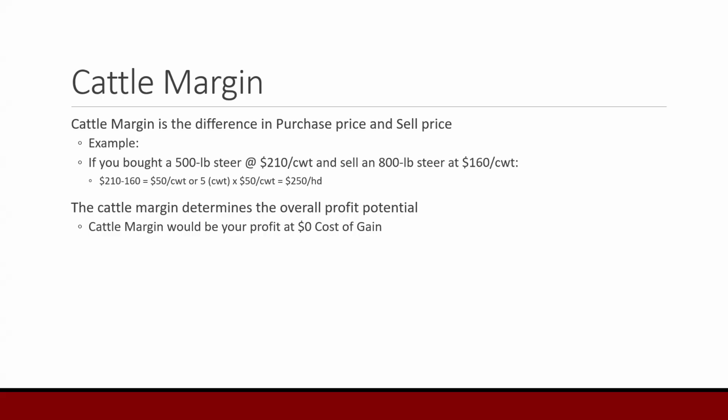So it determines profit potential. The cattle margin would be your profit if you had zero cost of gain. Remember, cost of gain does not include purchase price of the animal. It's just operating costs. Make sense? Any questions? So value of gain is most analogous to cattle margin.